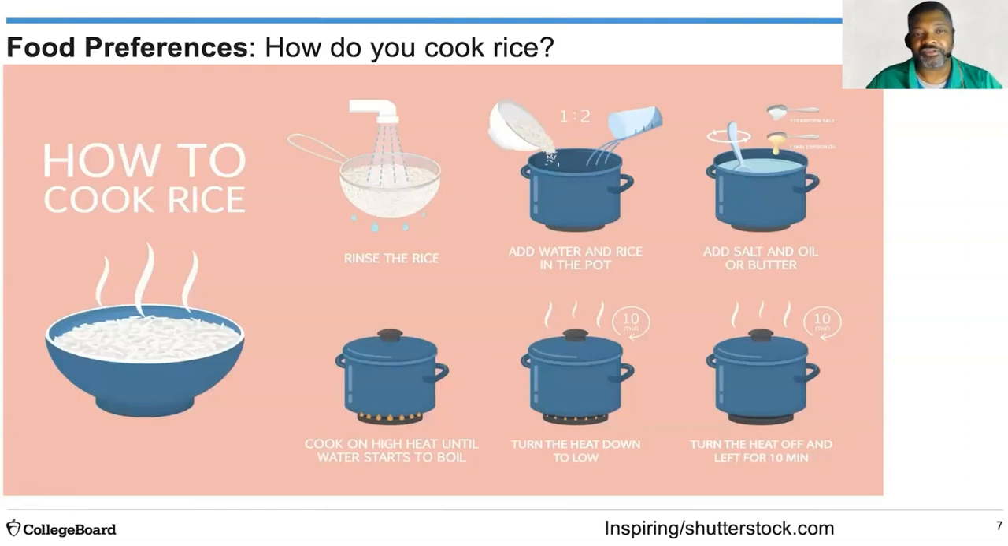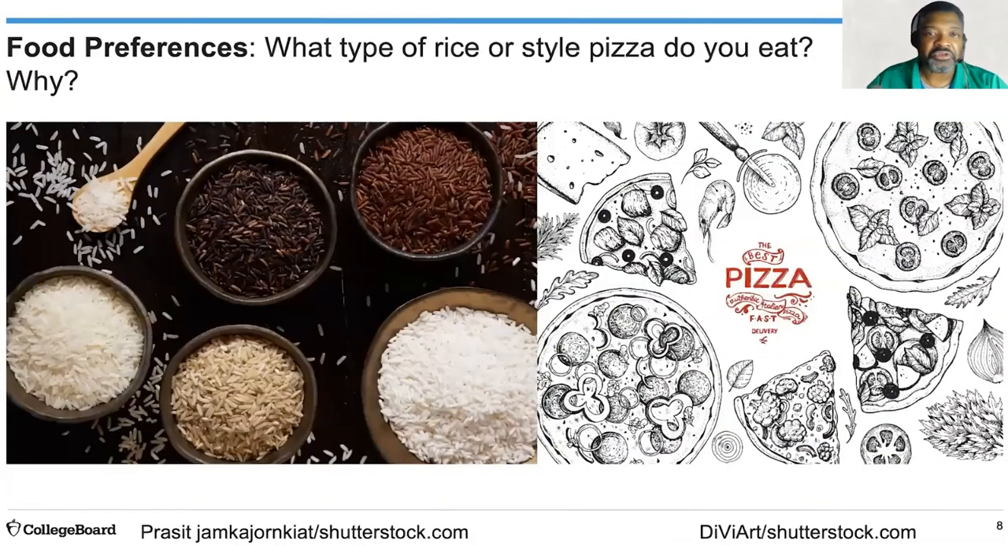But first, I have a question. How do you cook your rice? Do you boil it? Do you use instant rice or that minute rice? What do you like to pair it with? Think about that for a minute. A lot of times your cooking preferences are influenced by your cultural preferences as well. What type of rice do you like? Is it basmati or brown rice or fried rice?